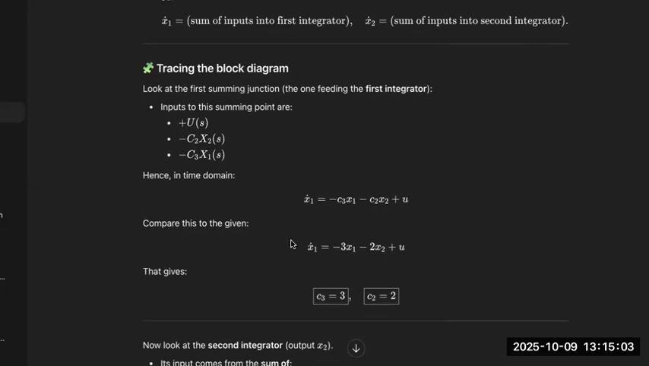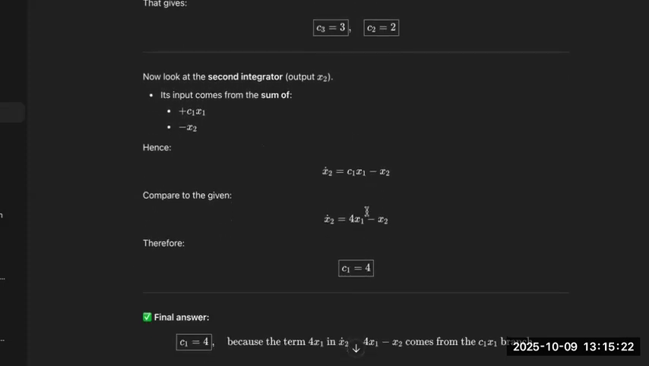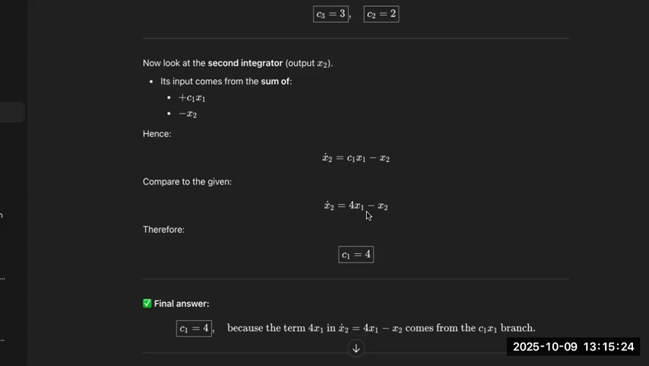And we compare this to the given equation, which is as such. Over here, x1 prime is equal to that equation, and we can see that C3 is equal to 3 and C2 is equal to 2. Now let's look at the second integrator whose output is x2. So the input comes from the sum of C1 x1 and negative x2, and let's see why that is.